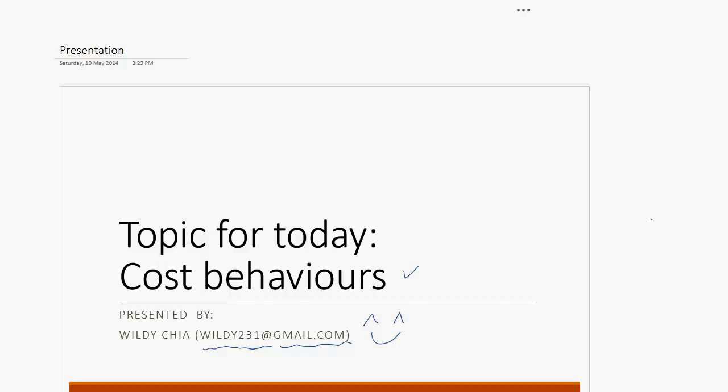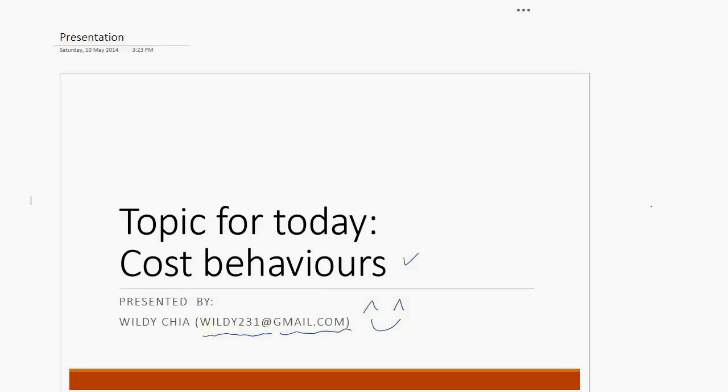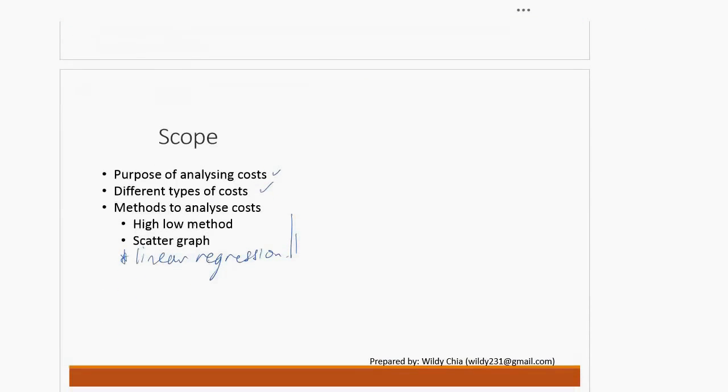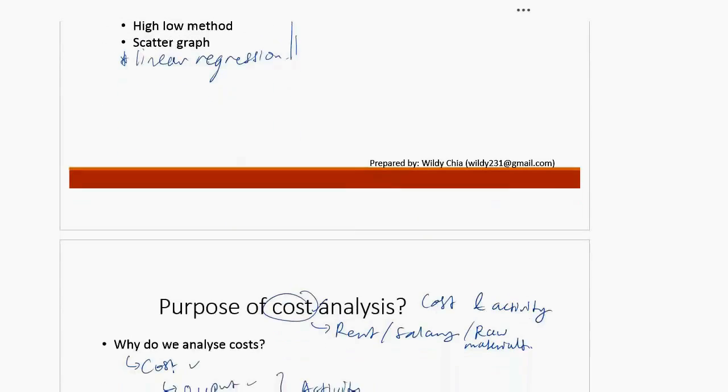This is going to be applicable for some of those students who are doing management accounting at degree level and some of those who are doing the ACCA. So let's begin. We'll start by looking at the purpose of analyzing costs and the different types of costs. Following that, the methods that we use to analyze costs, which are the high-low method, scatter graph, and the linear regression method. So why do we want to analyze costs?